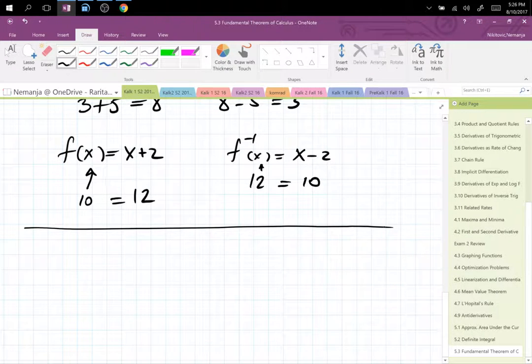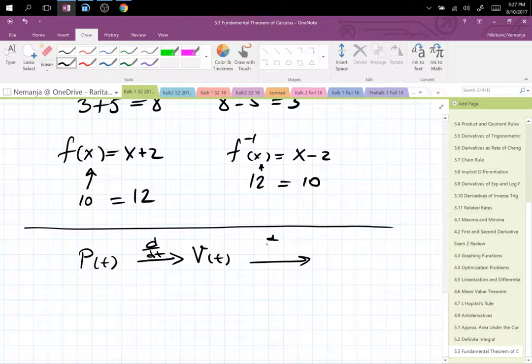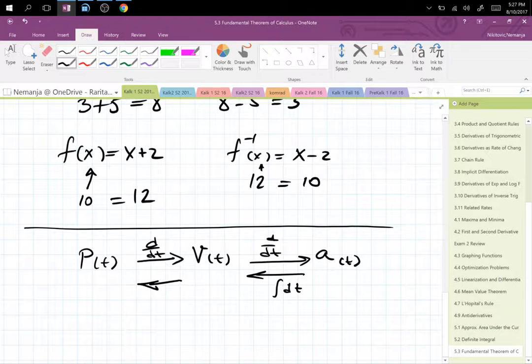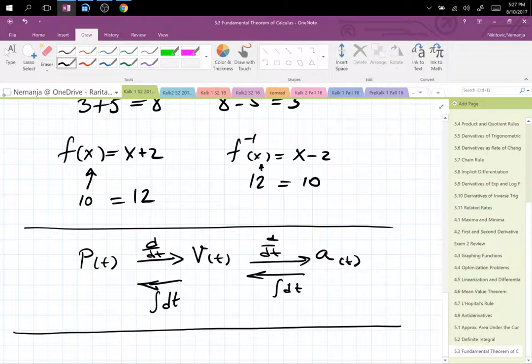We learned that if you have a position function, you differentiate with respect to time to get the velocity function. You differentiate with respect to time to get the acceleration function. But you can also integrate in terms of time from acceleration to go back into velocity, and you can integrate back again with respect to time, velocity to get the position. So you can do all of those things back and forth because, again, operators are opposite of each other, derivative and integral.